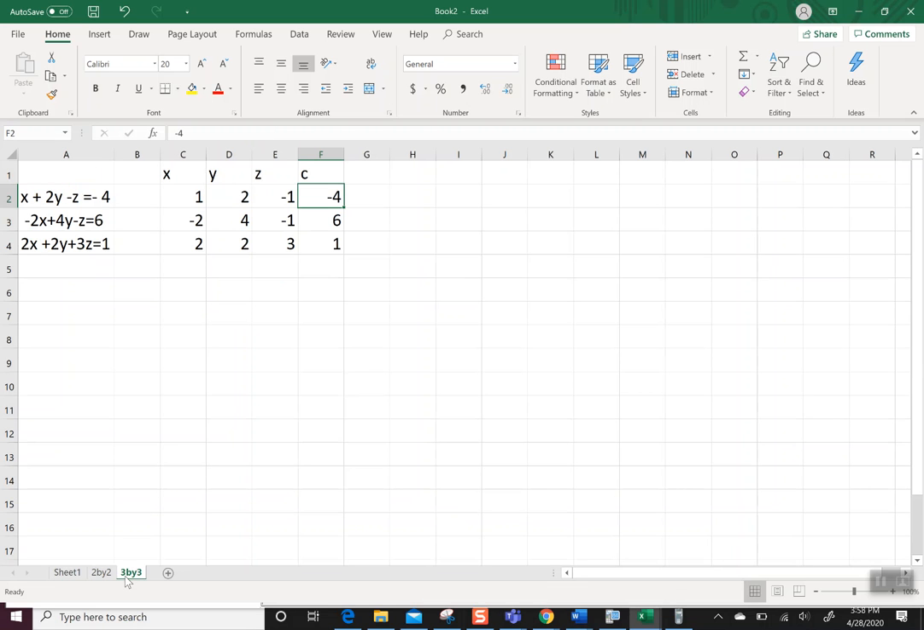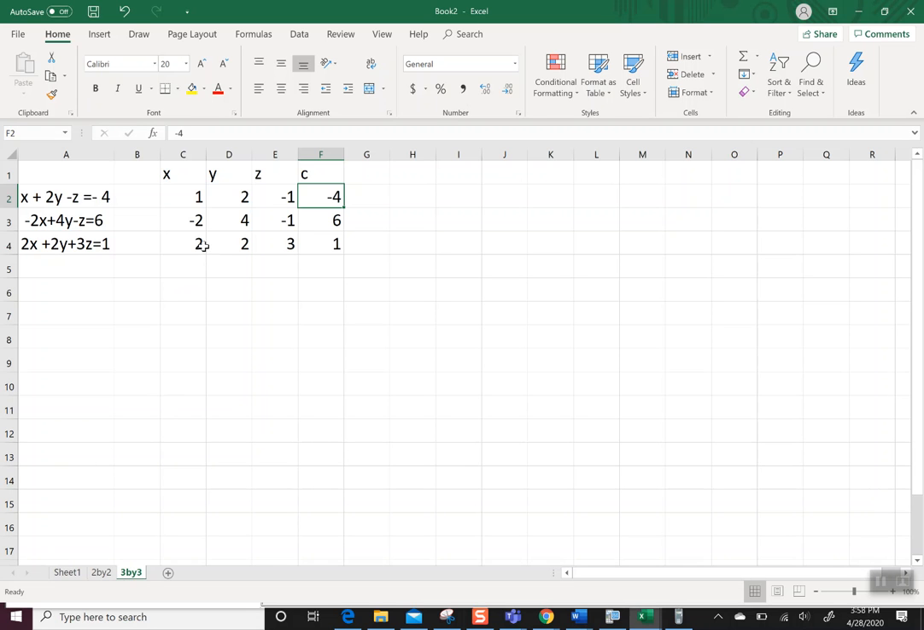So I thought we should do a 3 by 3 as well. I kind of went ahead and set this one up. So here are my equations. x plus 2y minus z is negative 4. Negative 2x plus 4y minus z is 6. 2x plus 2y plus 3z is 1. And that's just so you know what I'm putting in.